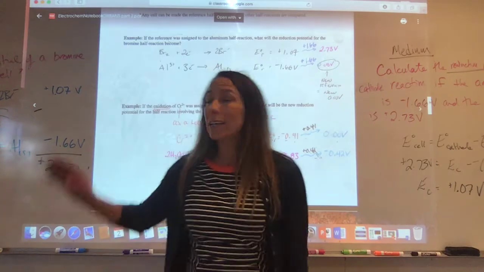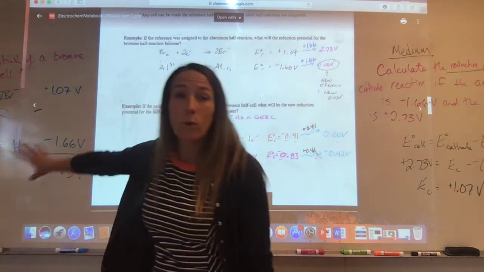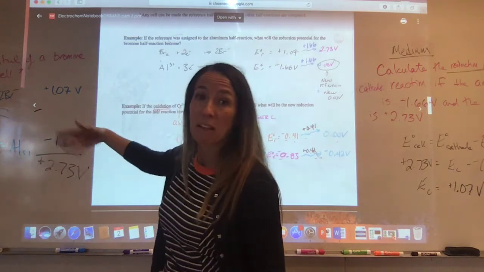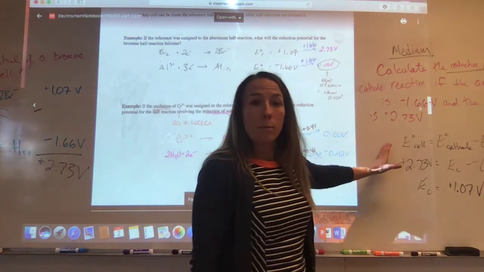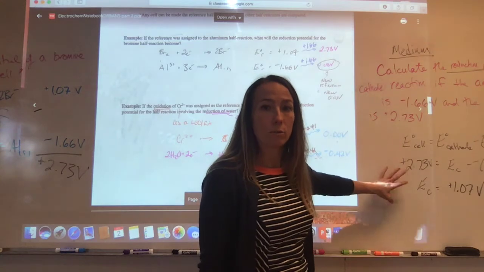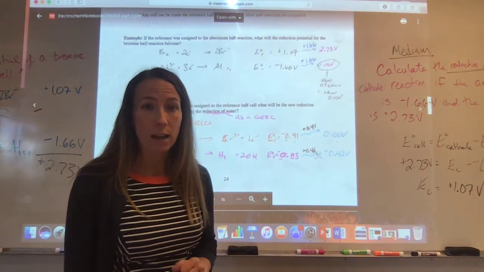So easy is just top minus bottom answer. The reason that's easy is because I don't have to figure out which is my cathode, which is my anode. I can just look them up, find them in the book, and go top minus bottom. Medium, I have to actually use this formula. The cell is the cathode minus the anode, and I plug in my numbers. And hard is changing the reference half cell.